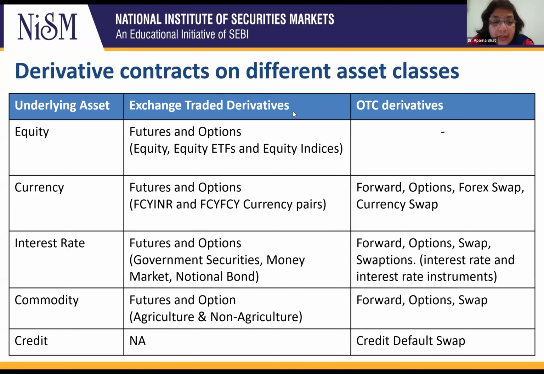What about interest rates? In India, we have interest rate futures and interest rate options, which are traded on the exchange, right? They are available for trading on NSE, BSE and so on. But then there are some other kinds of interest rate options, or swaptions, or interest rate forwards. They are traded in the OTC market. And then what about commodities? Commodity futures and options are traded on the exchange, whereas commodity swaps and commodity forwards are traded on the OTC market.